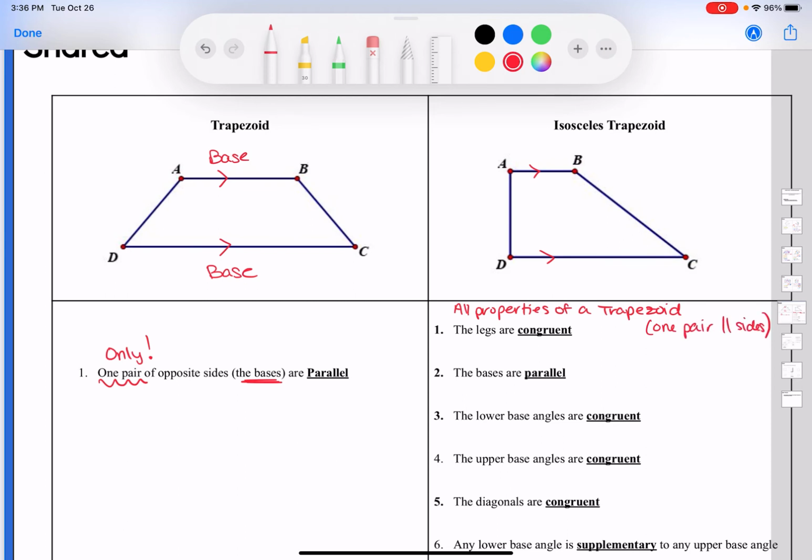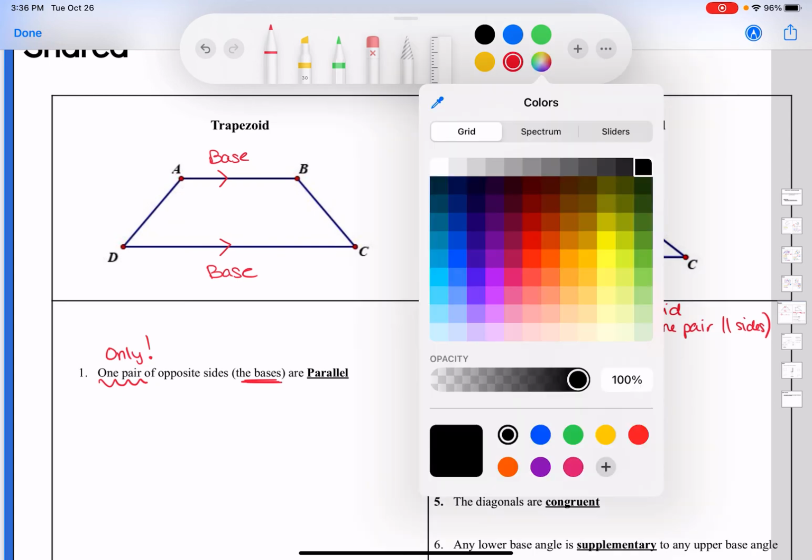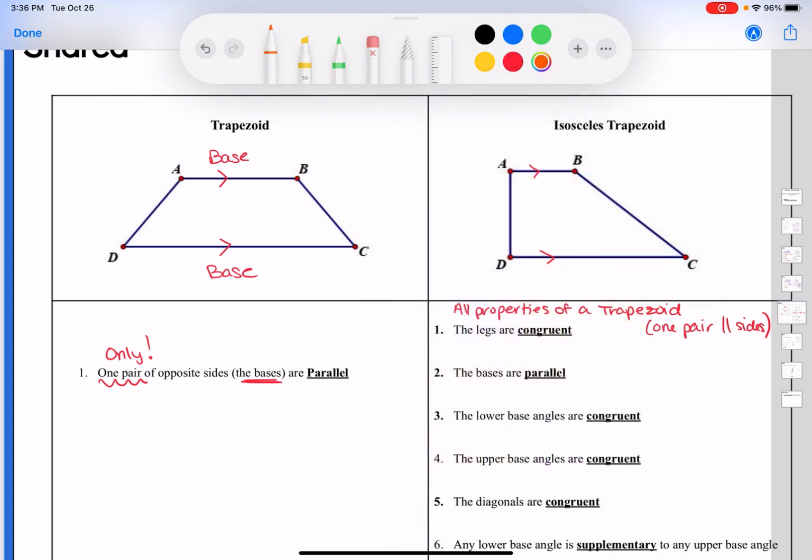Okay, and then it says the legs are congruent. Now this was yesterday, right? This was our defining factor of an isosceles trapezoid. And again, the legs are the non-parallel sides. So the legs are congruent.